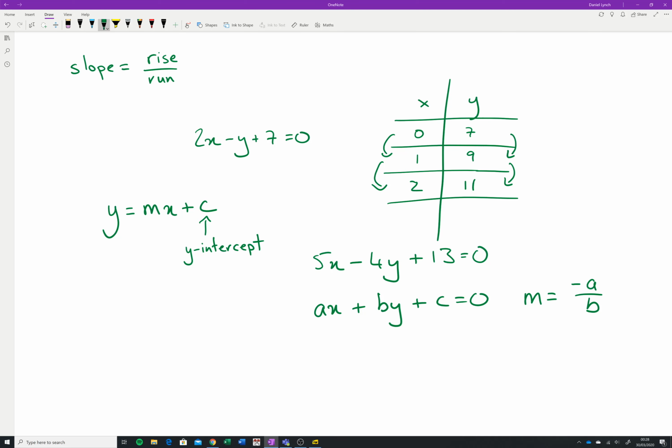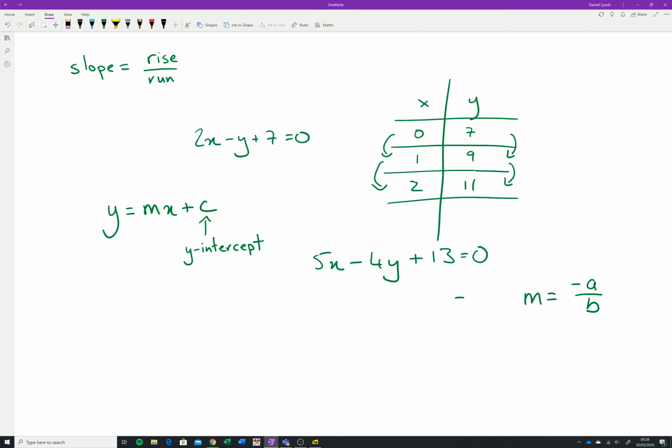There's a reason for that, just as an advanced notion here. If you do like maths, by would be equal to minus ax minus c. And it turns out that y is equal to, dividing everything by b, minus a over b x minus c over b. And there you have it. The slope is minus a over b. That's why that's true, just in case that interests you.